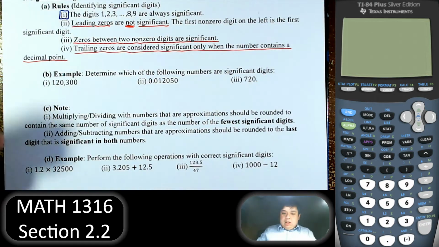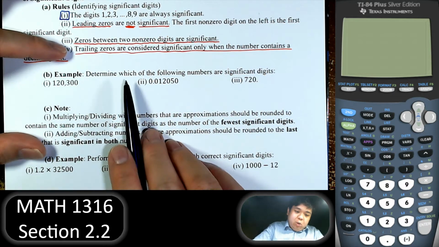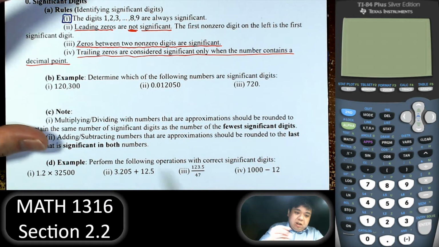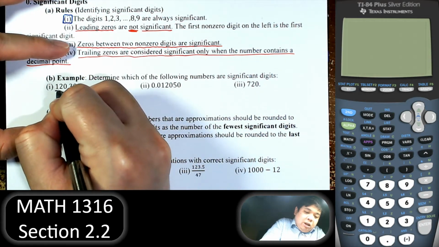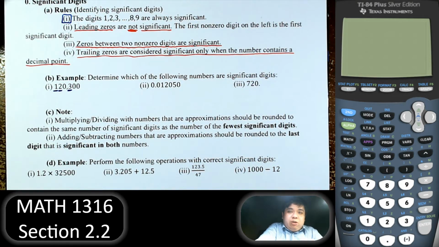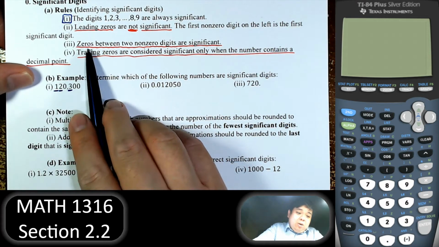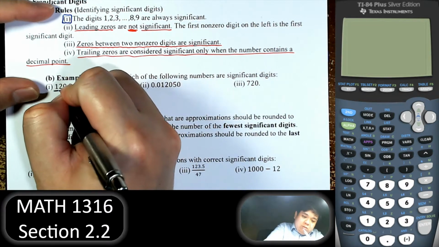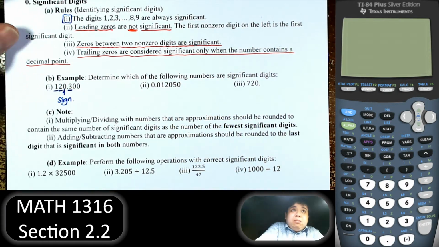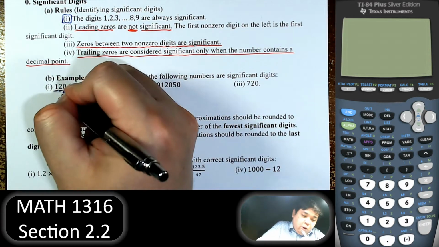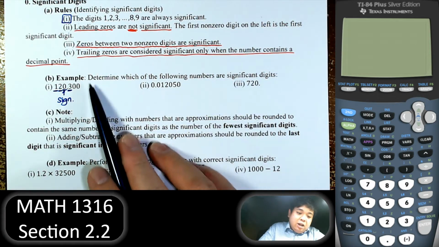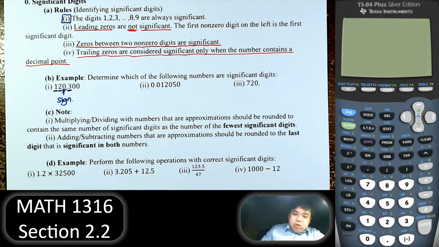Right. So let's look at this example. Determine which of the following numbers are significant digits. I'm going to underline those significant digits. First from 1 to 9. So these digits 1, 2, and 3 are significant because they are not 0. That's easy. And the 0 in between two non-zero digits is also significant. So this 0 is significant because it is between two non-zero digits. So there are 4 of them: 1, 2, 3, 4. And then the trailing 0 does not count because there's no decimal point here.